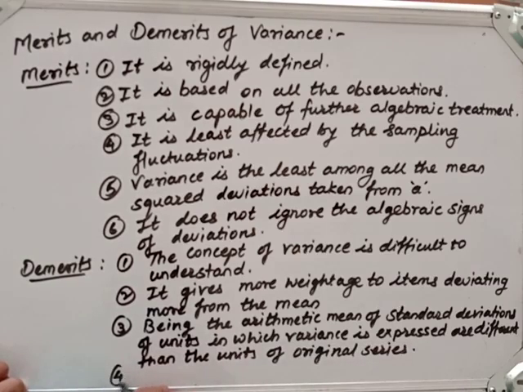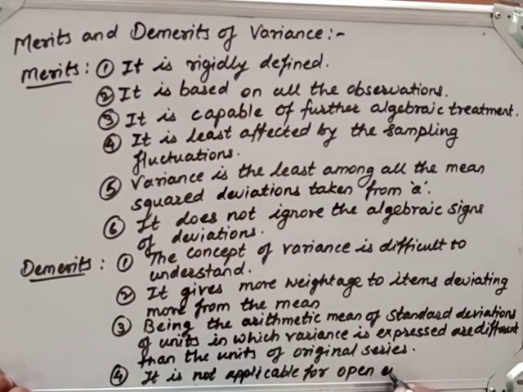Now the last one is what? It is indeterminate in case of frequency distribution with open-end classes. Means what? It is not applicable for open-end classes.